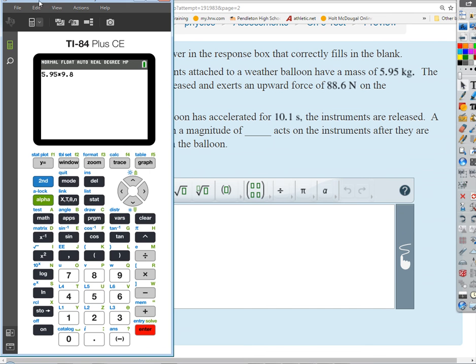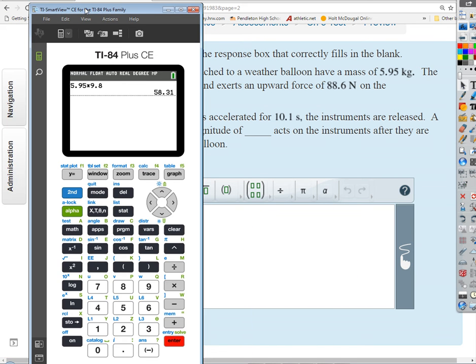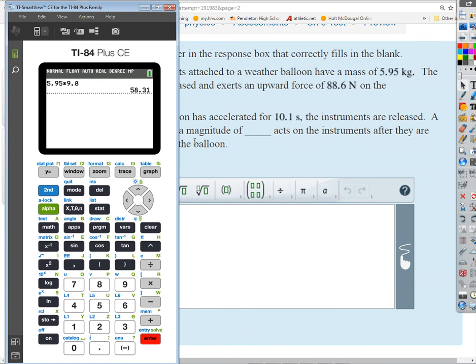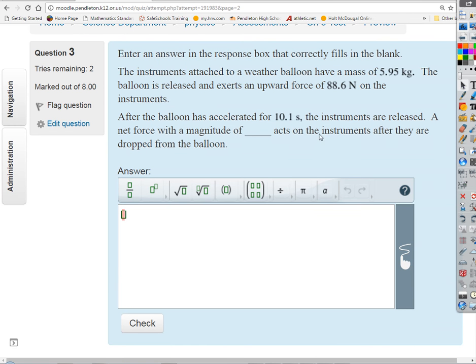So how many places do I round that to? 3. So 58.3 newtons. Good. 58.3, there you go.